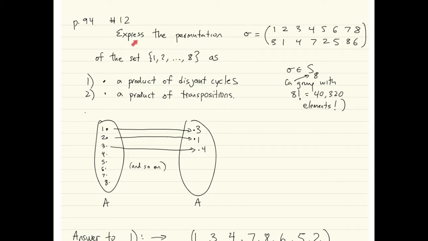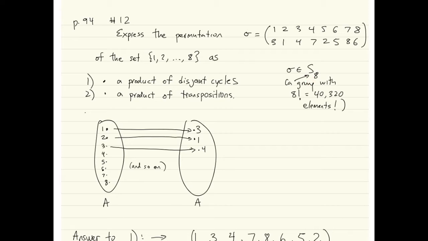This says, express the permutation sigma given by this permutation here of the set of numbers consisting of 1, 2, 3, 4 all the way up to 8 as two things. One, as a product of disjoint cycles, and secondly, as a product of transpositions. Okay, so I'll have to explain what cycles are. And let's first remember, what is sigma? Sigma is an element of S8.